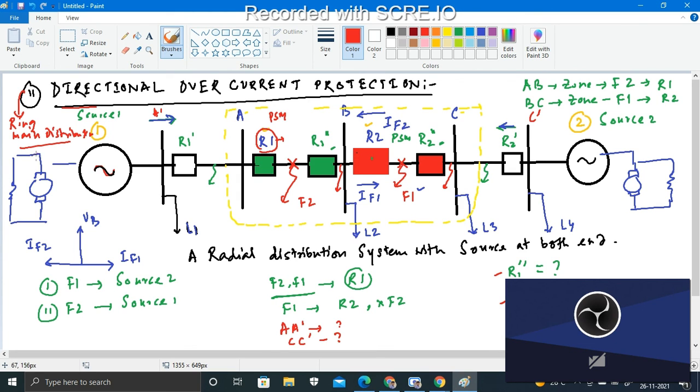Do you know what ring main distribution is? You were already taught in Power System 1 and Power System 2. Ring main distribution.